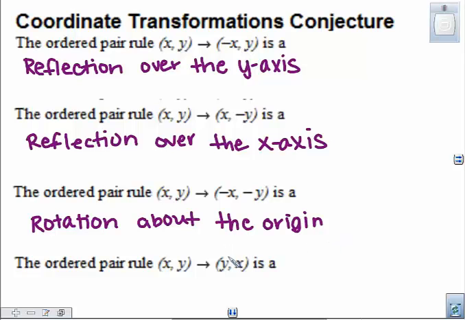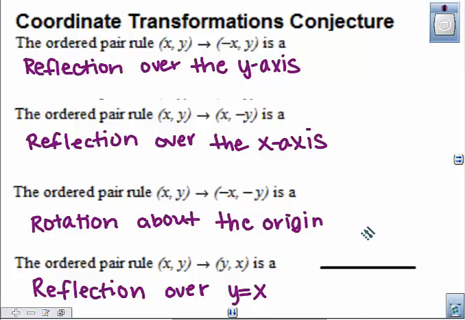Okay, and then the ordered pair that goes from (x, y) to (y, x), you switch the order. This is a reflection over the line y equals x. If you need a visual of that, if you have your xy axis, the line y equals x is this line that goes through the origin with a slope of 1. So if you had an image over here, it would reflect over here if you just switched the x and the y.